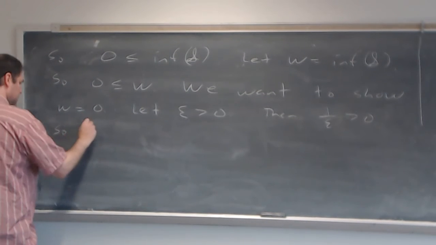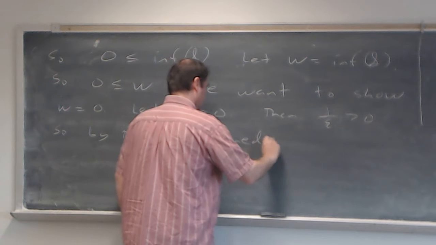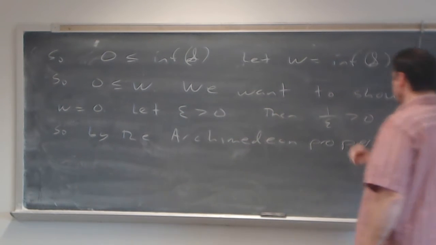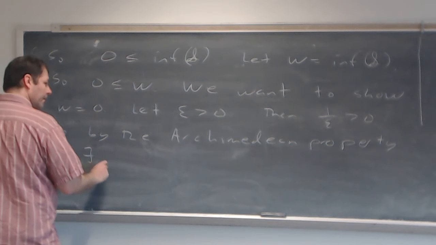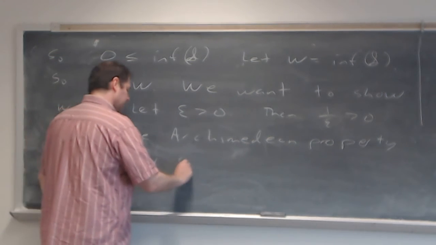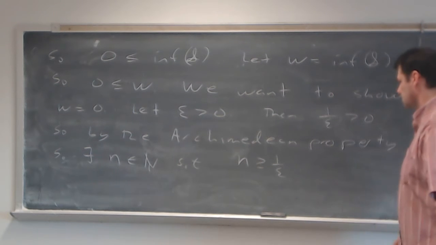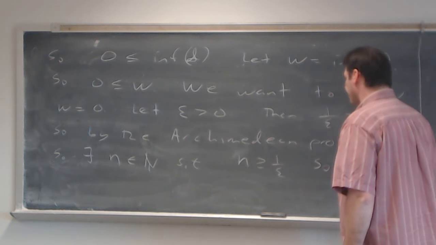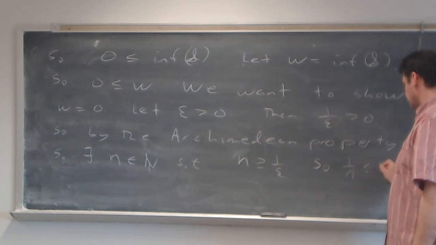So, by the Archimedean property, I'm giving you a number, 1 over epsilon. What does the Archimedean property say? It says 1 over epsilon is not an upper bound for the set of natural numbers. That means there's a natural number bigger than it. So there exists an n, an element of the natural numbers, such that n is greater than or equal to 1 over epsilon. So that means that 1 over n is going to be less than or equal to epsilon.